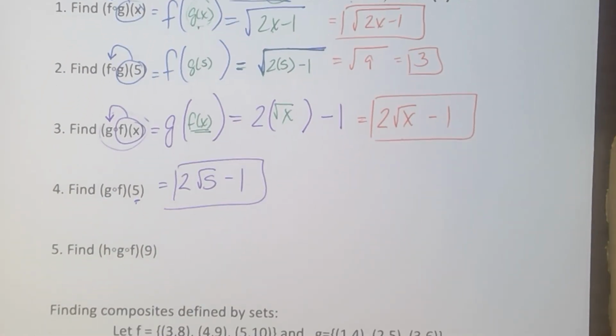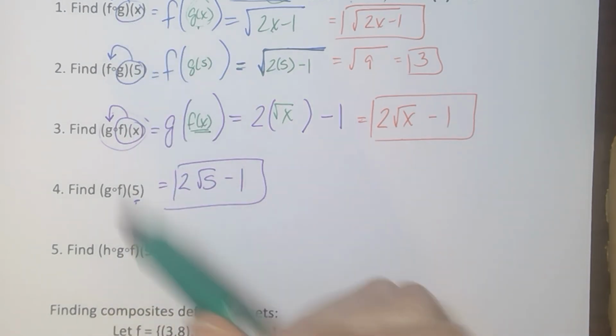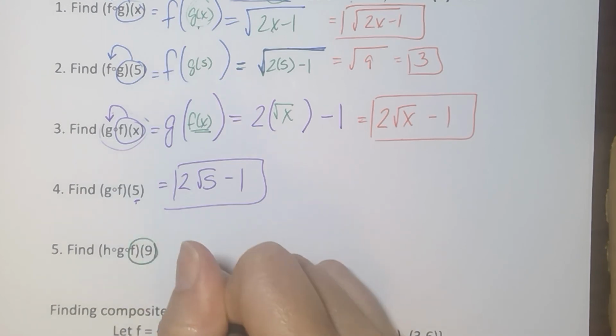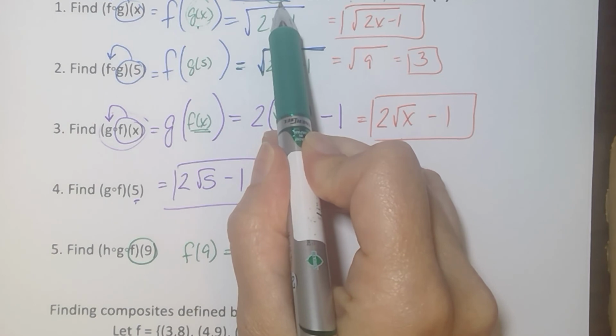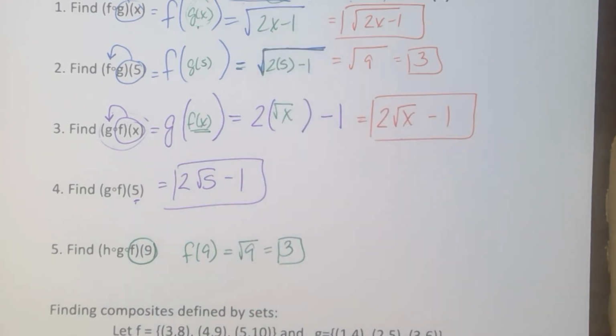Number 5, h composite g composite f of 9. Now we're going to do this a little bit differently to make it simpler for us to view. Just like we started at the end, we're going to start at the end with f of 9. So what is f of 9? Well, f of x is square root x, so f of 9 is square root 9. F of 9 is 3.